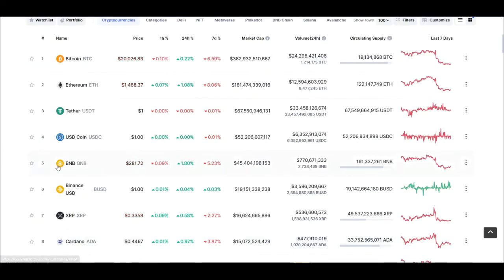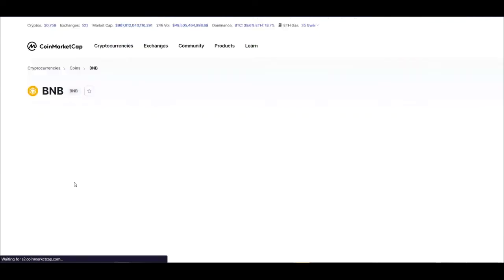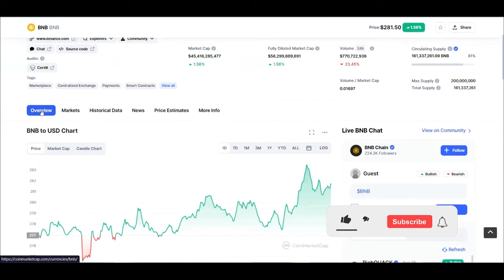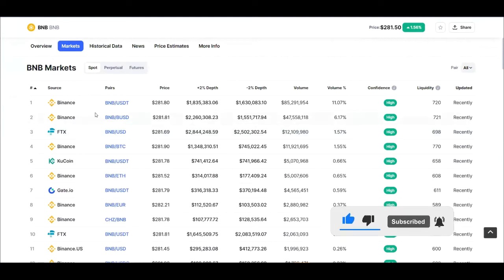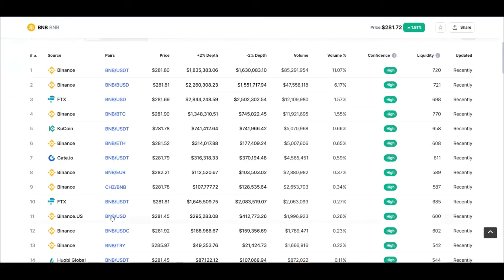But if I come into BNB right now, CoinMarketCap is saying that it's trading at $281.72. So if I click on BNB, you get all the statistics here on CoinMarketCap. If I come in here to where it says overview, and then to where it says market and click on market, the market will give you the pairs, the ways you can trade BNB with other crypto assets: BUSD, USDT, USD, BTC, all of this. You can trade BNB against Ethereum and the rest. You can trade it against Euro and so on.